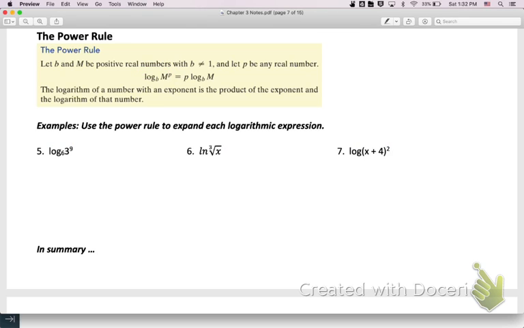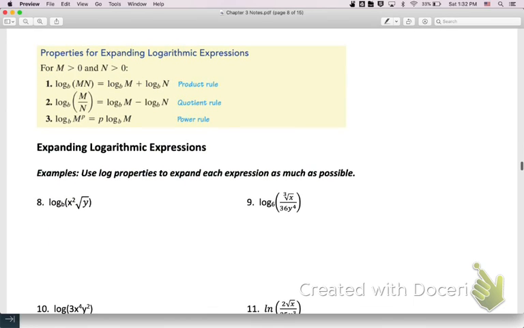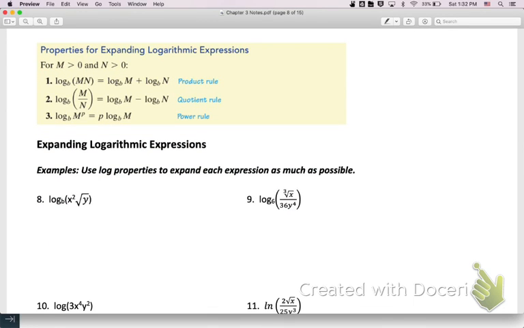Okay, so here are all 3 of those properties in one place, because very rarely is there only going to be one of these properties to deal with, okay? Now, the easiest way to think about this is to kind of follow the order of operations in a sense. So when we expand, here's the order that we want to go in, okay?